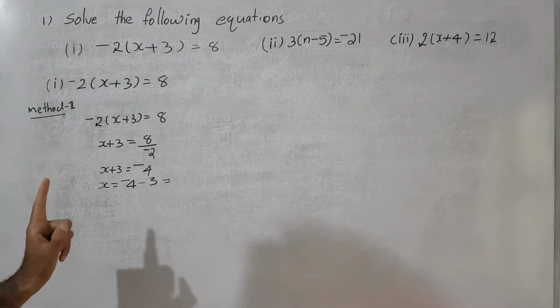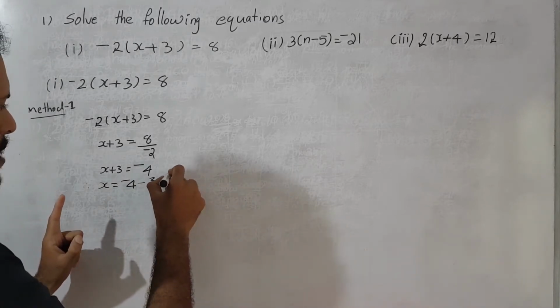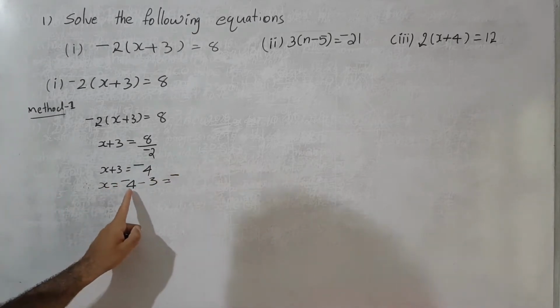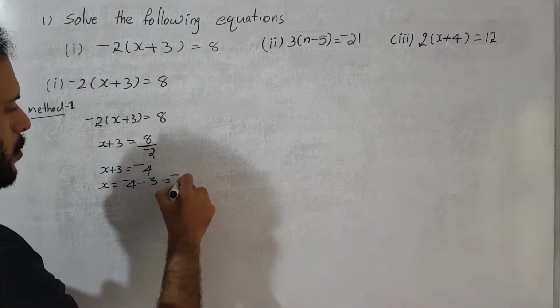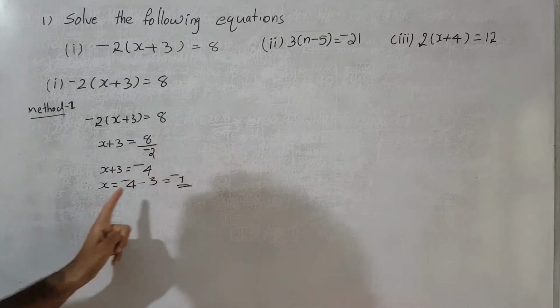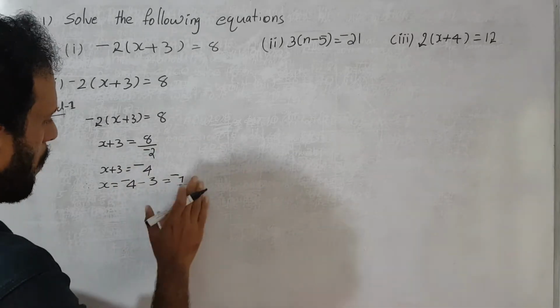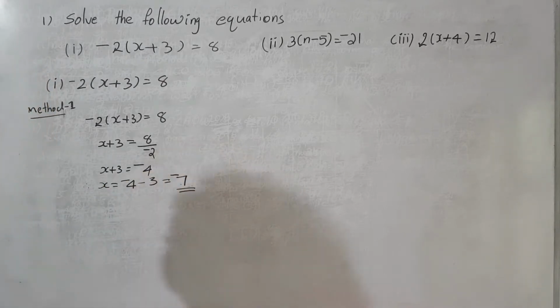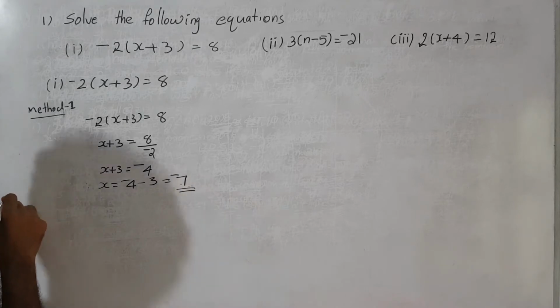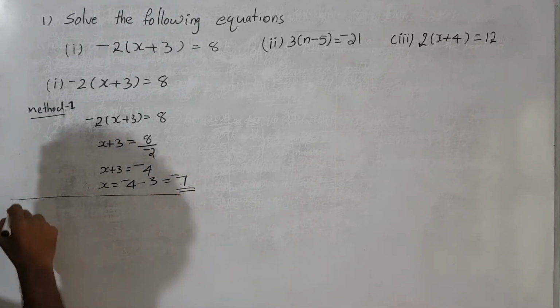So we put the answer also with the same sign, minus. Then we add the numbers 4 plus 3. 4 plus 3 is equal to 7. So what is the value of x? The value of x is equal to minus 7. Minus 7. What is the answer? Answer is minus 7. Then I told you we follow one more method, method 2.